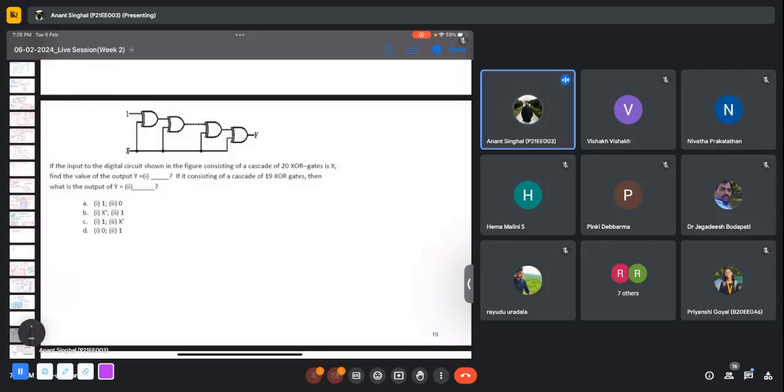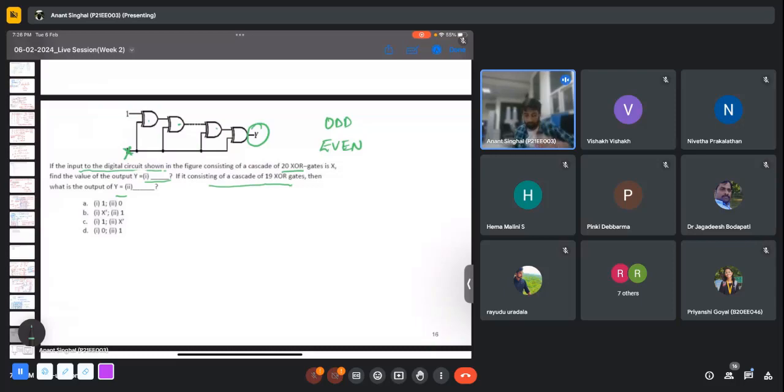Okay, so let's check the same. In the question it says the input to the digital circuit is a cascade of 20 XOR gates. These are XOR gates, and we have 20 XOR gates, and the input given to all the XOR gates is this X. Find the value of output Y. This is the first part. If the same question consists of 19, what will be the output Y? So basically this is again odd even. The pattern must be repeating.